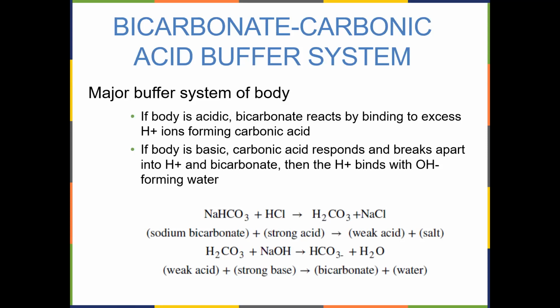If we're too basic, we use carbonic acid. So this is the most important system here in buffering: sodium bicarbonate, carbonic acid. If we're acidic, we use the base sodium bicarbonate. If we are basic, we use the acid carbonic acid. The idea is if we're dealing with a strong acid, we can neutralize it to a weak acid. If we're dealing with a strong base, we can neutralize it to a weak base. But this is the number one buffering system in our body.